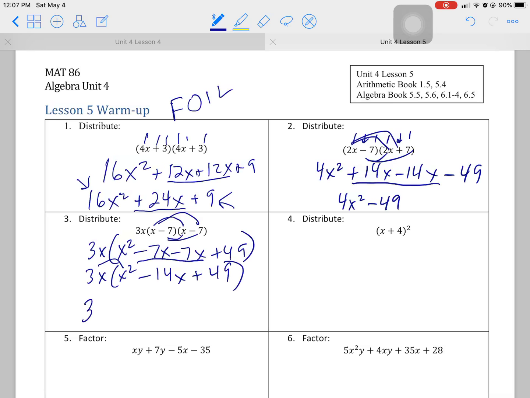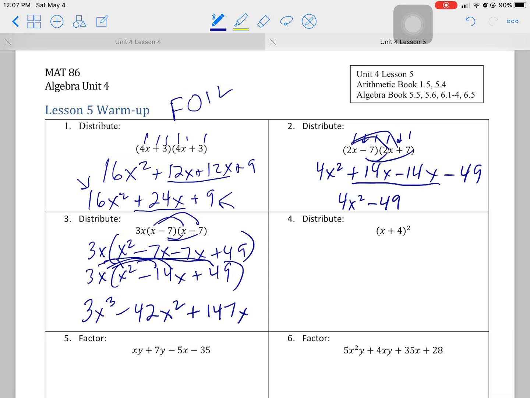This is going to be 3 times 1 is 3. X to the first power plus 2 is 3. This one is negative 42 and x squared. This one is positive 147 and x, because that's what my calculator says. Hopefully that's correct. Let me know if it's not.